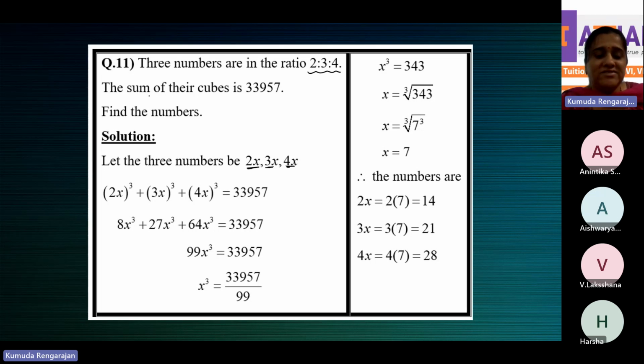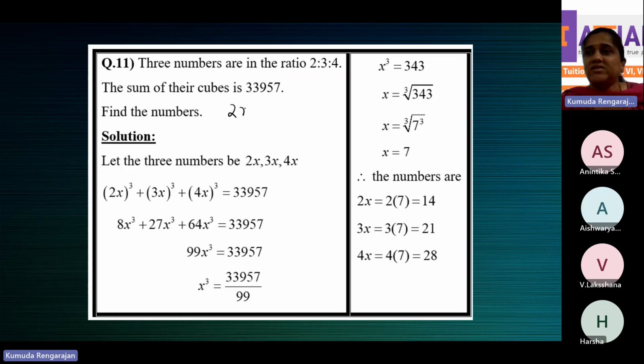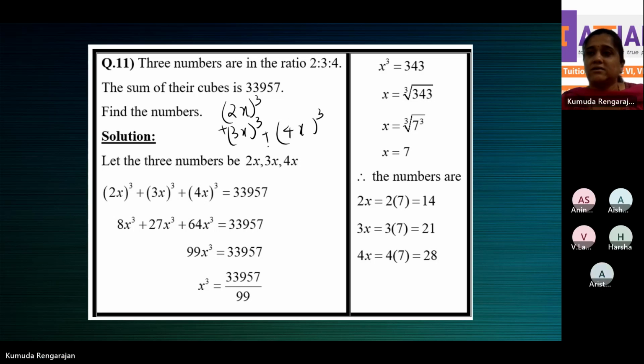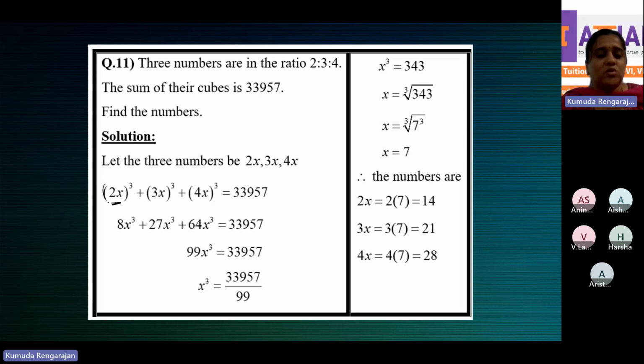All right. The sum of their cubes. What is the cube of 2x? 2x the whole cube. What is the cube of 3x? 3x the whole cube. What is the cube of 4x? 4x the whole cube. The sum of their cubes. So add. So see, the cube of 2x is 2x the whole cube. The cube of 3x is 3x the whole cube. And the cube of 4x is 4x the whole cube.